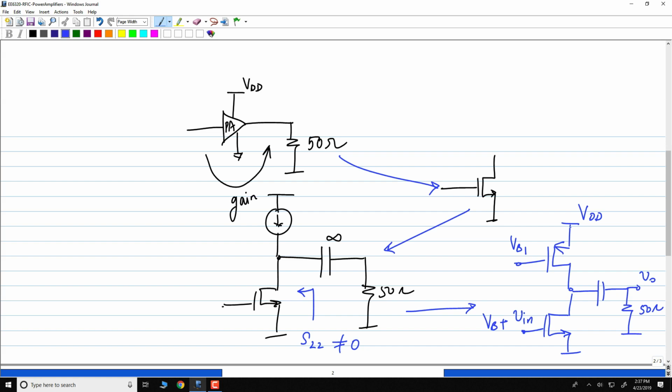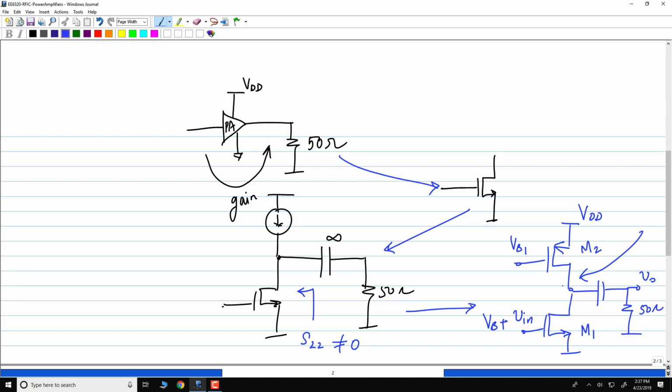VD sat above ground and below VDD. VD sat below VDD. So let's call this M1 and M2. First of all, what is the bias voltage at this node? It is not well defined at all.